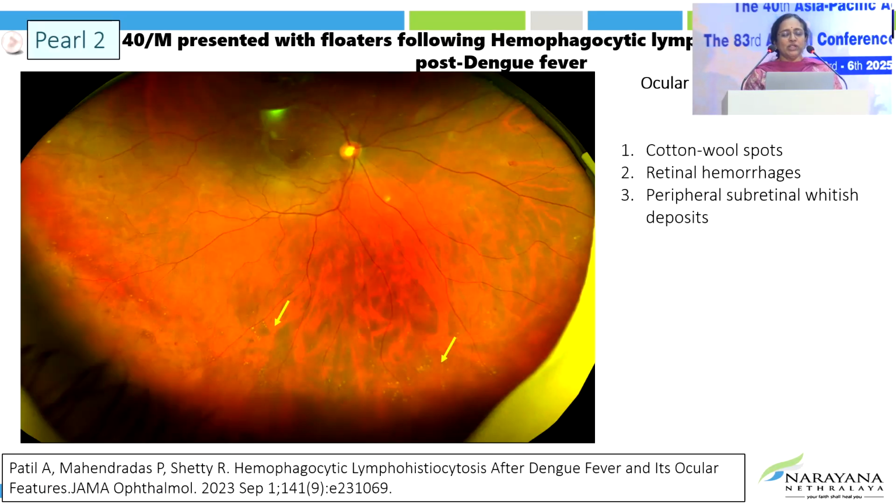Next, we'll move on to another condition. Dengue has various ocular manifestations. It can also present in the form of hemophagocytic lymphohistiocytosis, what is called HLH. Here is a patient who, following post-dengue fever, presented with cotton wool spots, retinal hemorrhages, and peripheral subretinal whitish deposits. These are the characteristic features of HLH.